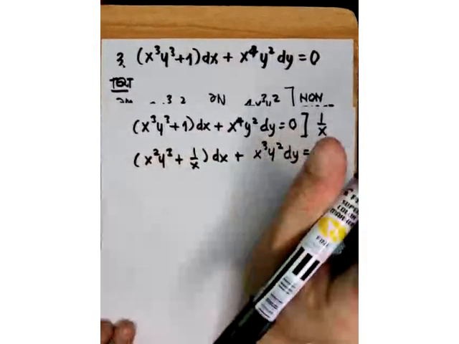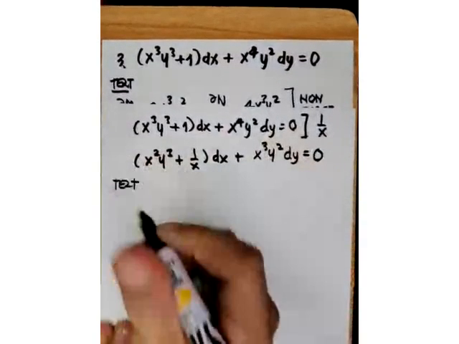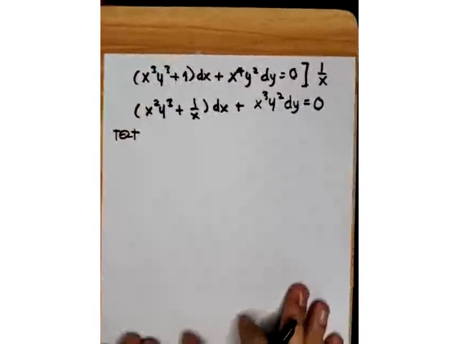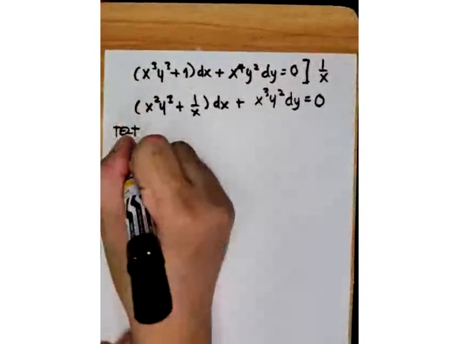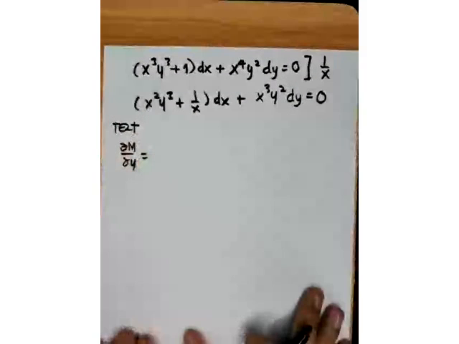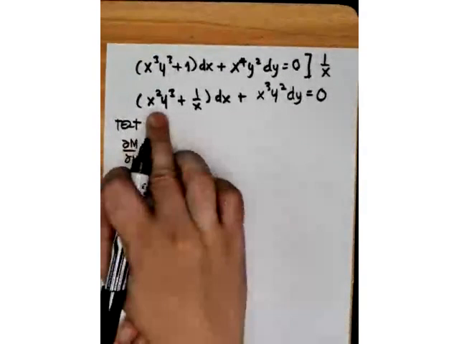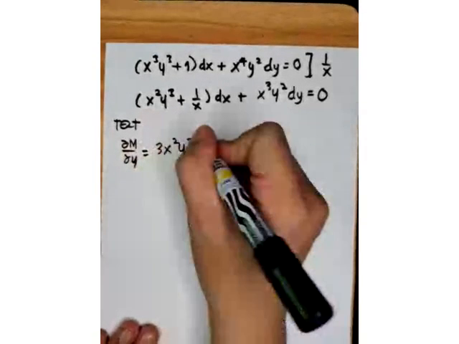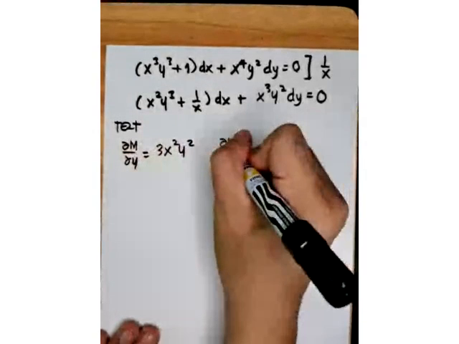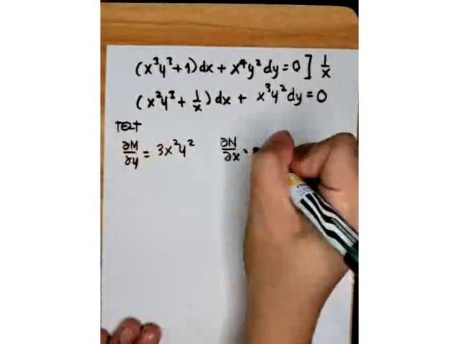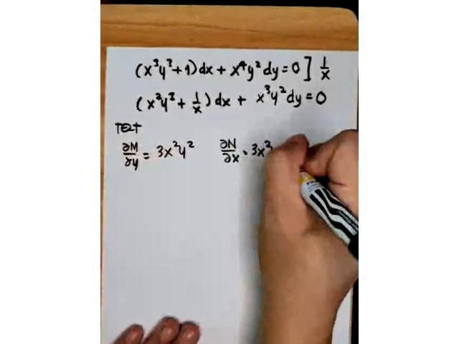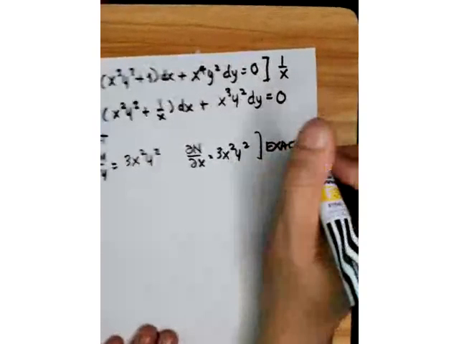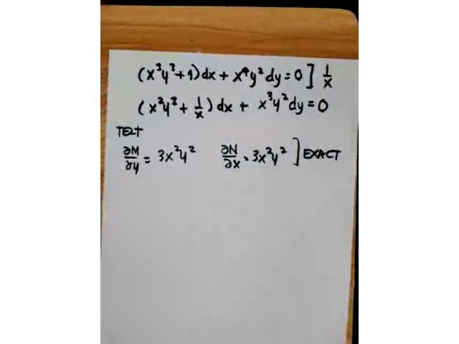Now let's test again. Okay, so let's test the partial derivative of m with respect to y. So that's equal to 3x squared y squared plus 0. And then the partial derivative of n with respect to x. That's 3x squared y squared. So this time, the equation is exact. Ayan. So syempre, madali na dito ang grouping.